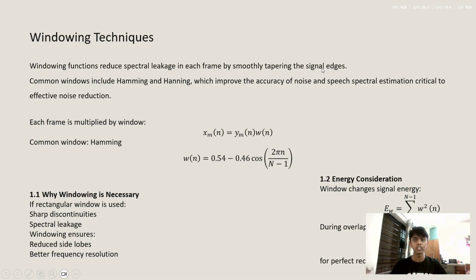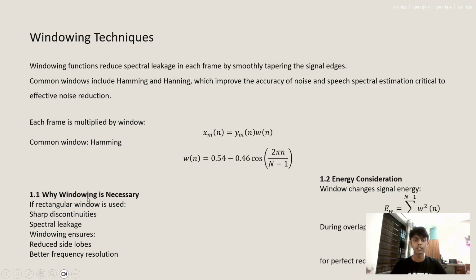This is essential because speech spectral estimation is critical for noise reduction, and it is one of the first steps. So any error in this would lead to error in the final result. Here we multiply each frame with a weighing function. The weighing function would be w(n) and the frame would be y_m(n). For Hamming, the weighing function is as follows: 0.54 minus 0.46 cos(2 pi n divided by N minus 1), where capital N is the frame length.